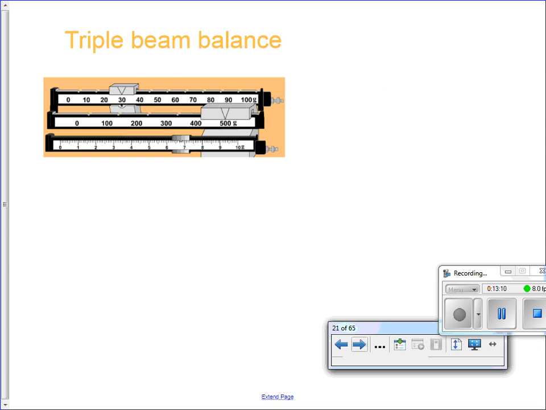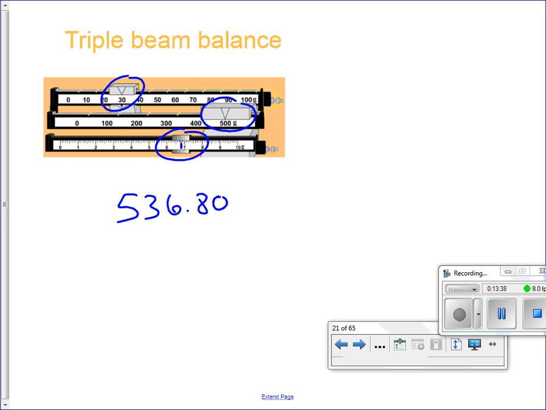For a triple beam balance, what you do is add up all the beams. So that's going to be 500 plus 35, 30, and you have the 6 here, point, and we have to look real closely at this: 6.1, 2, 3, 4, 5, 6, 7, 8. It looks to me like it's exactly on the 8. Since it measures increment-wise all the way out to the hundredths, we have to put something in the hundredths spot. Since it's exactly on that line, I'm going to put a 0 there to indicate that.